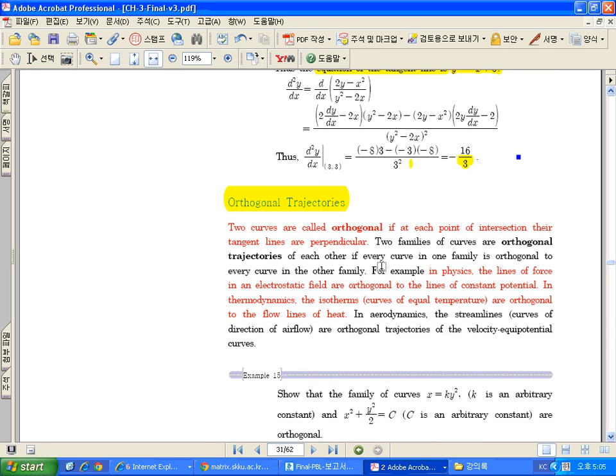Orthogonal trajectory. That's this concept. The two curves are called orthogonal like this if at each point of the intersection, their tangent lines are perpendicular. Okay.